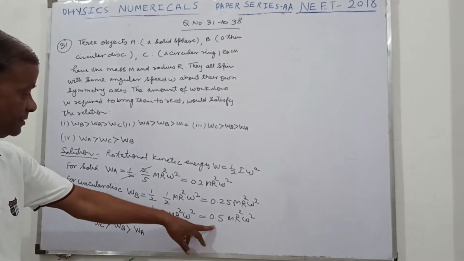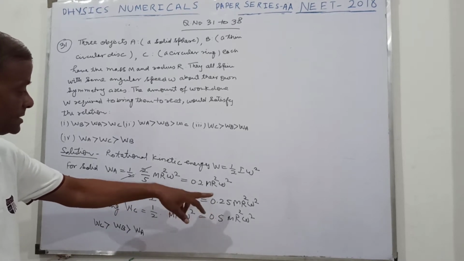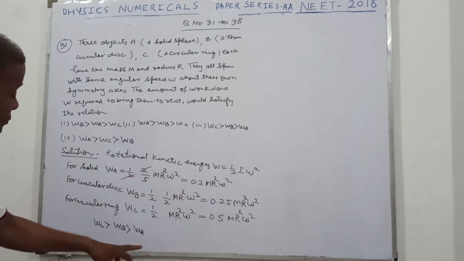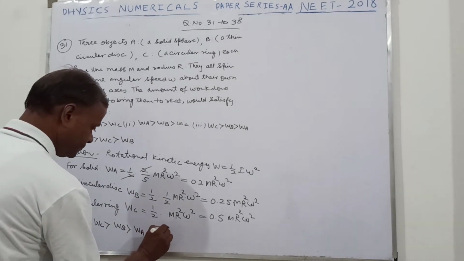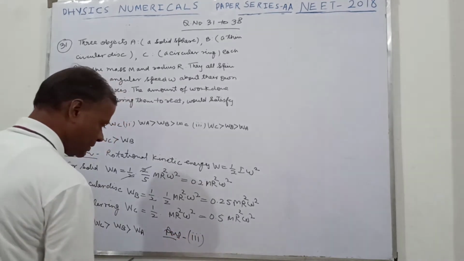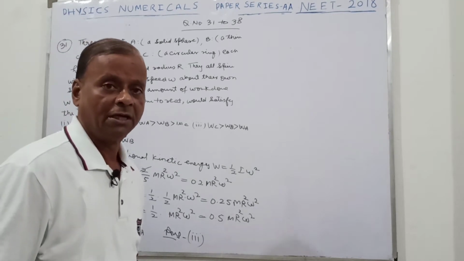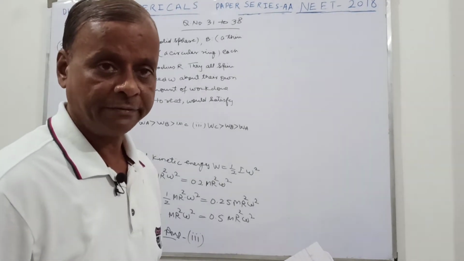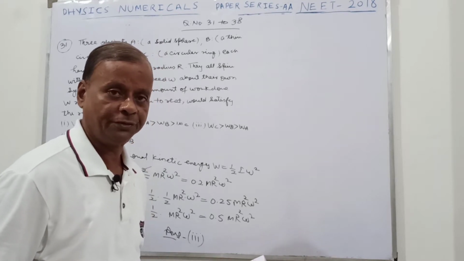This is the maximum, then less, then the least. Thus we get this relationship, and our right answer is the third option. You just apply the formula of rotational kinetic energy, put in the value of the moment of inertia, and then find the relationship between WA, WB and WC.